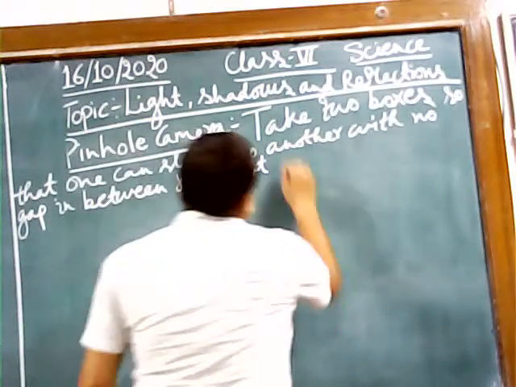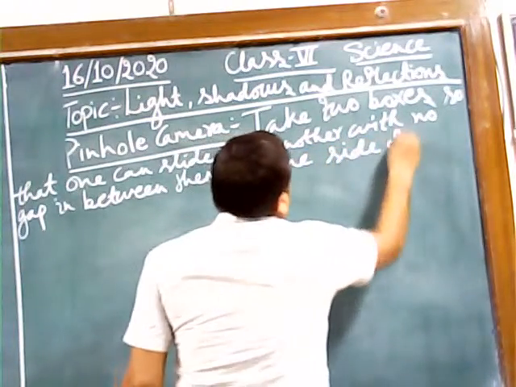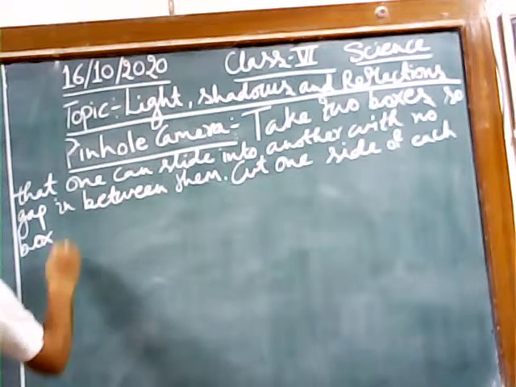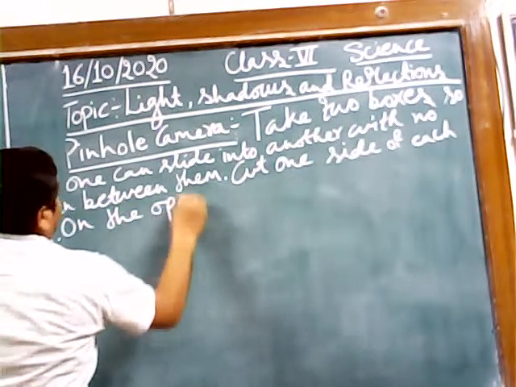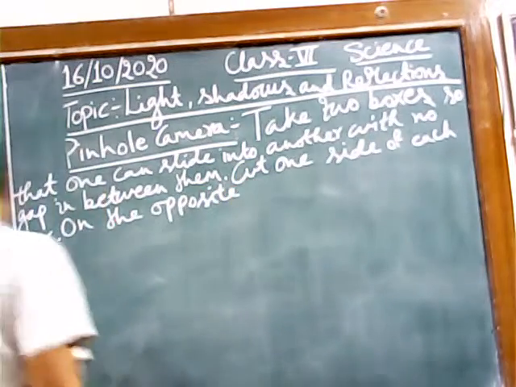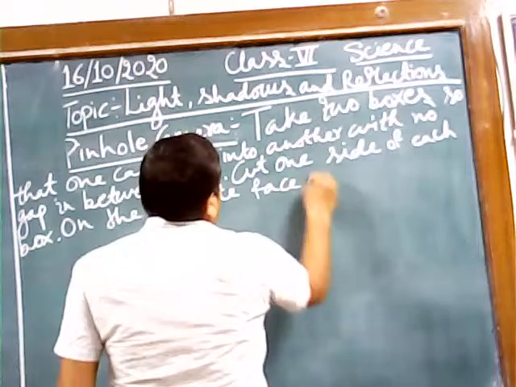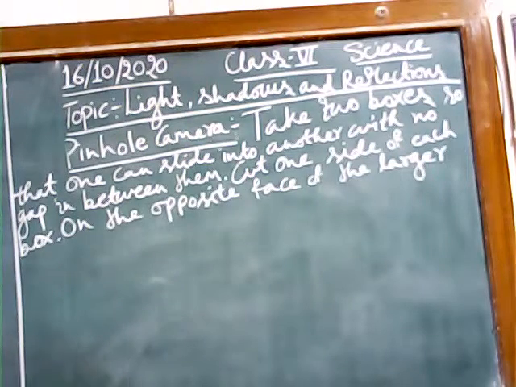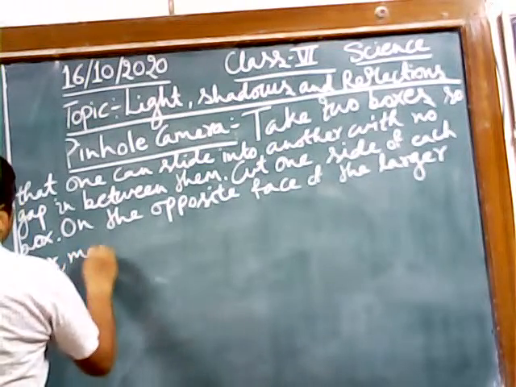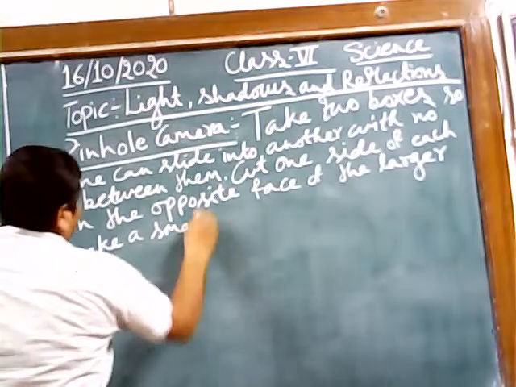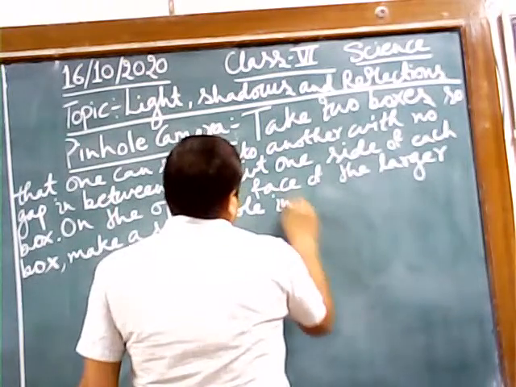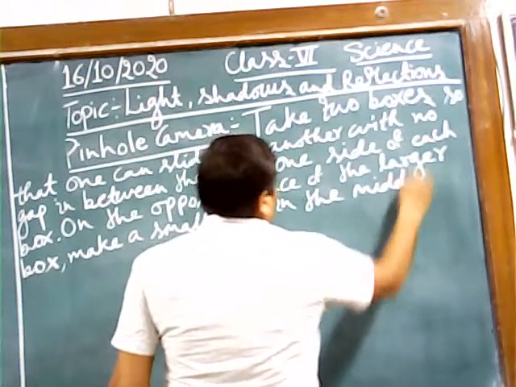One side of each box. On the opposite face of the larger box, make a small hole in the middle.